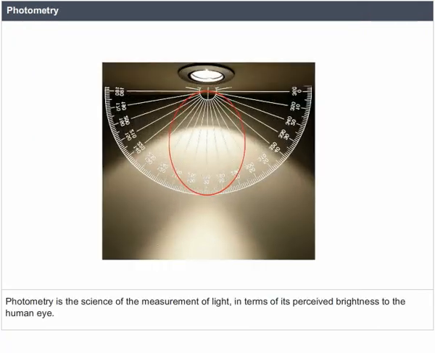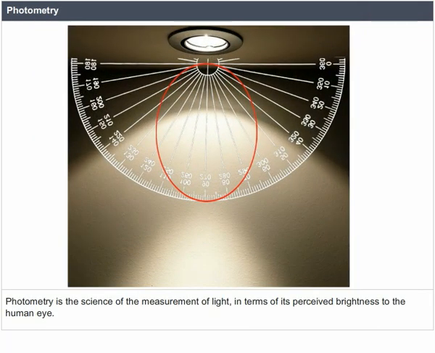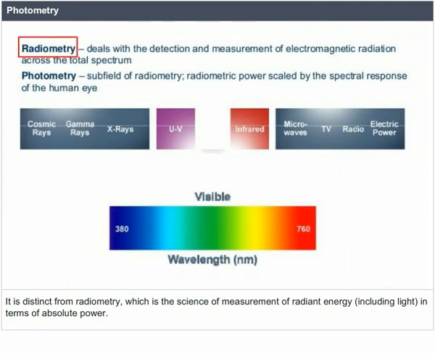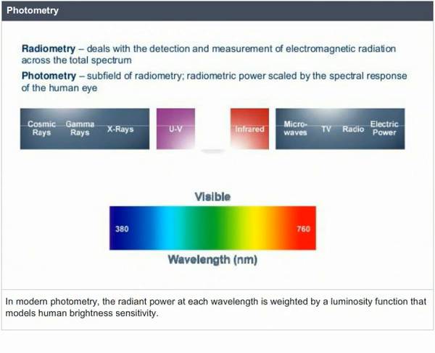Photometry. Photometry is a science of the measurement of light in terms of its perceived brightness to the human eye. It is distinct from radiometry, which is the science of measurement of radiant energy, including light in terms of absolute power. In modern photometry, the radiant power at each wavelength is weighted by a luminosity function that models human brightness sensitivity.